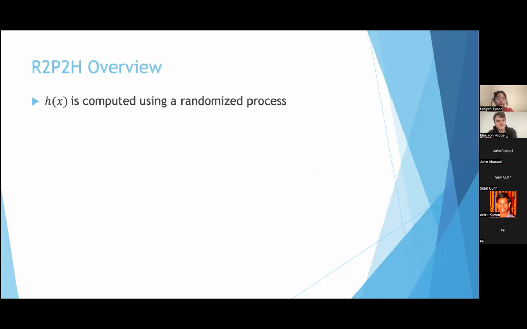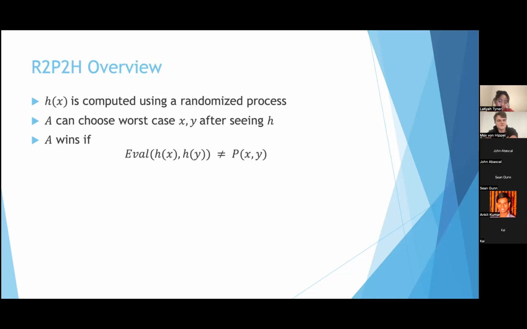So for an overview, H of x is computed using a randomized process. Then our adversary can choose worst case x and y after seeing a description of our hash function, and is able to win or succeed if it's able to find an x, y such that eval outputs something different than P of x, y.